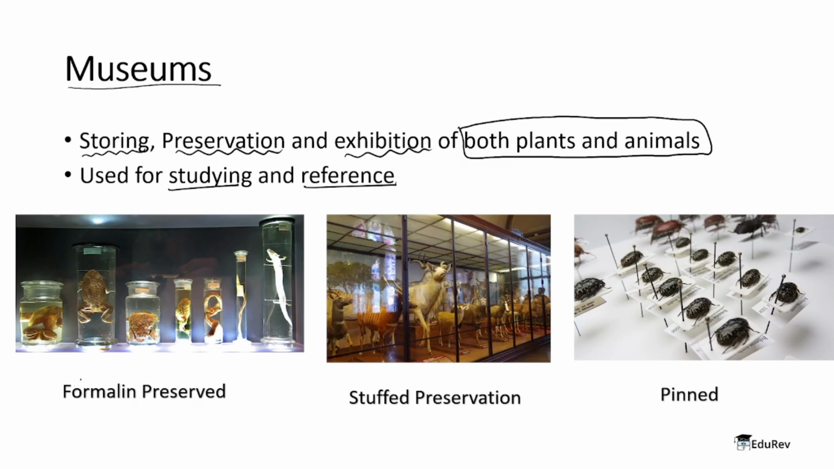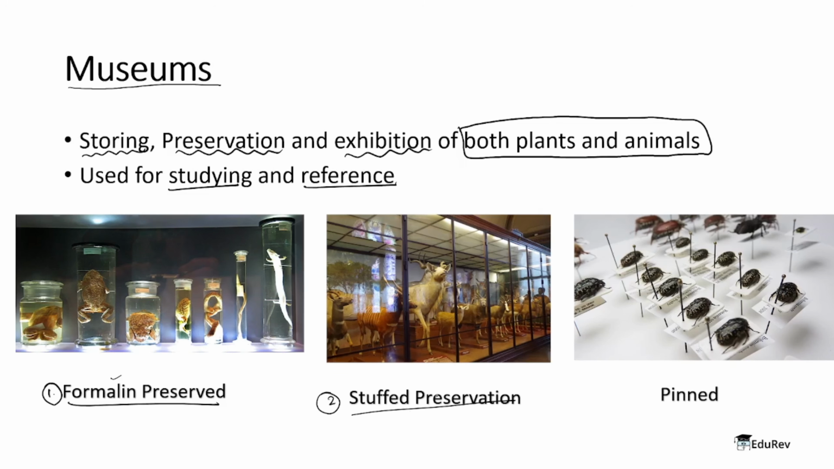So as you can see, we have 3 pictures here. The first is called formalin preserved. As you can see, there are organisms present in it, and the chemical being used is formalin. This is how they are preserved, so that their body does not decompose and it stays intact for anyone to observe at a later stage. This is formalin preserved.